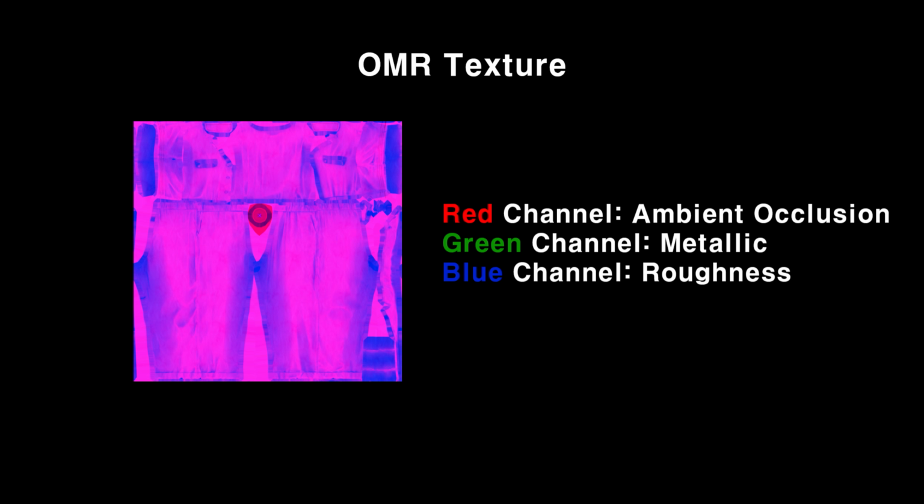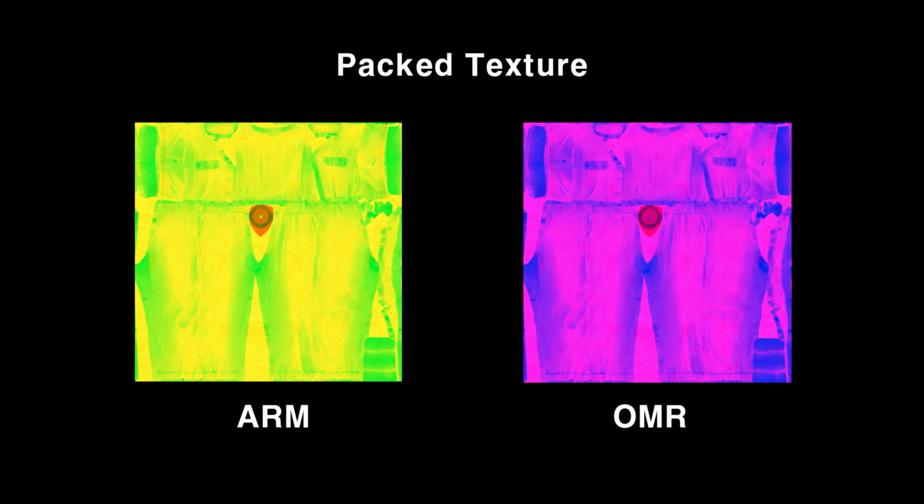The texture may look unusual, but that's completely normal. Unlike a base color texture, an OMR texture isn't intended to display color. Instead, each color channel stores a different type of material data. When packing textures, be sure to keep the channel order correct. If the channels are assigned incorrectly, the material won't render as intended.